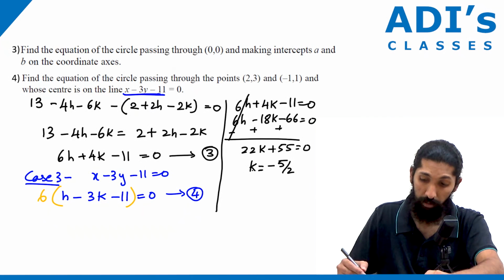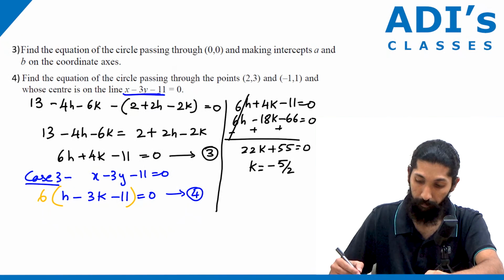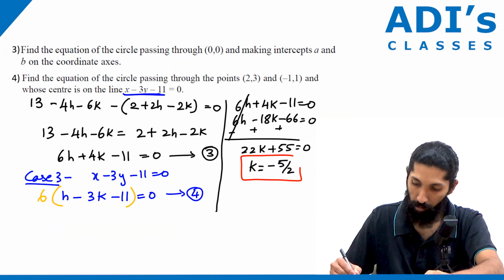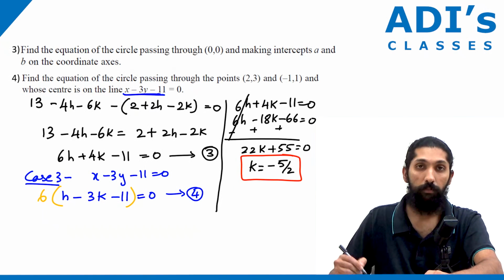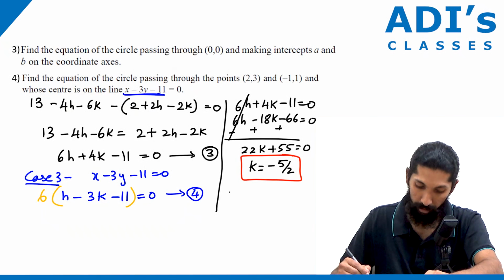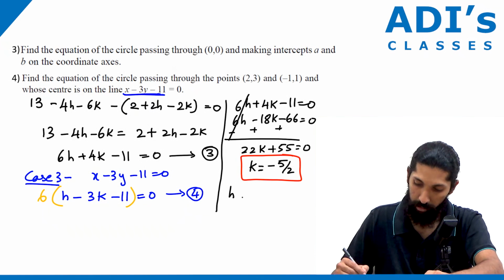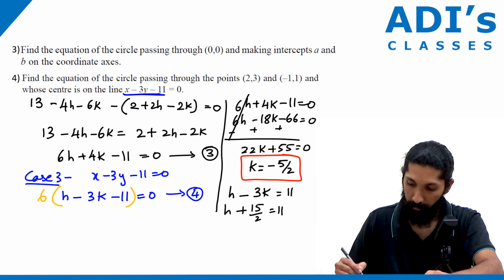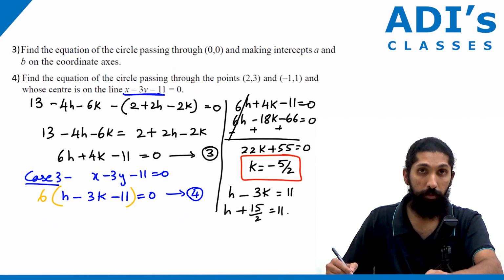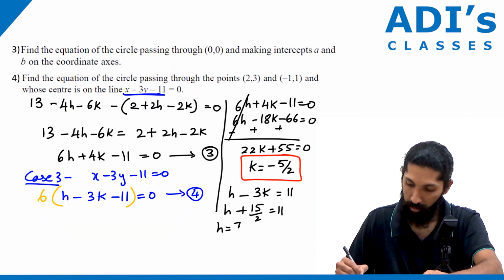Now if you substitute that, you are going to get the value of h. So this is the value of k. Now the h value: you can do it in the second equation. h minus 3k is equal to 11. h plus 15 by 2 is equal to 11. So if you take it, 11 minus 15 by 2, which is 7 by 2. So h is equal to 7 by 2.